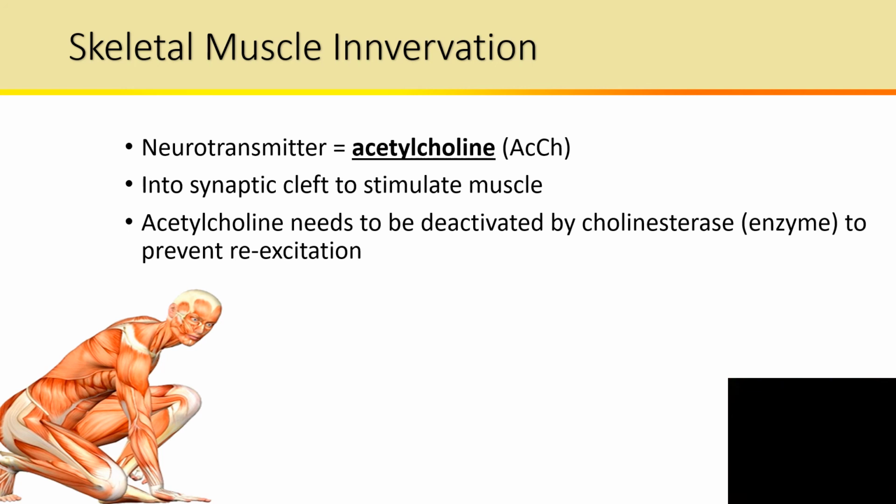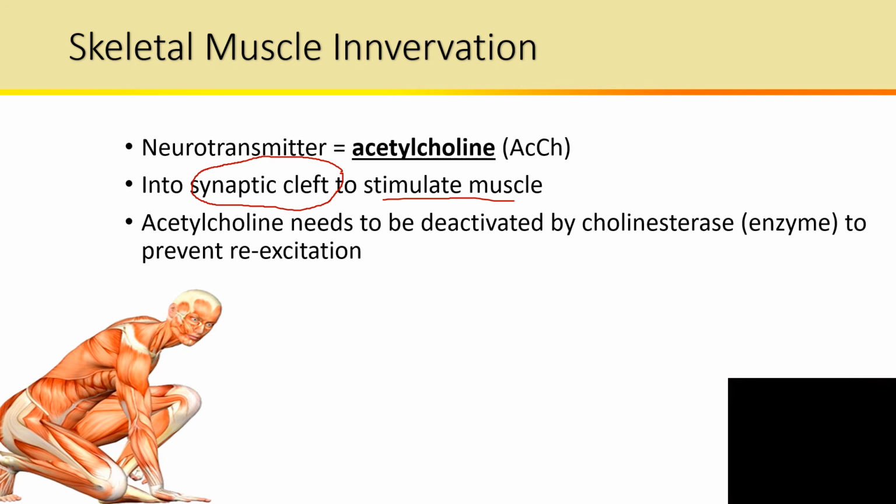Again, what happens is when that nerve reaches that motor end plate, it causes the release of that neurotransmitter, the acetylcholine, into what we call the synaptic cleft. That synaptic cleft is the space between the nerve and the muscle. And this is what actually causes the muscle to become stimulated. But if you think about that, if the acetylcholine is causing contraction, we don't want that acetylcholine to be there forever.